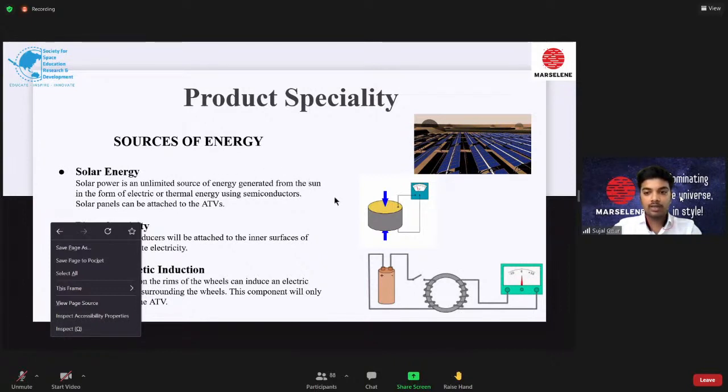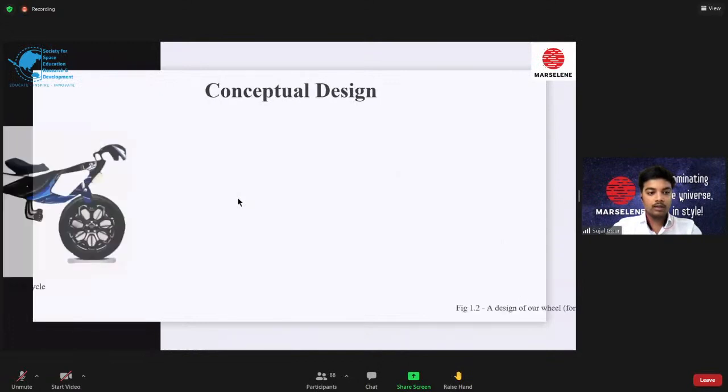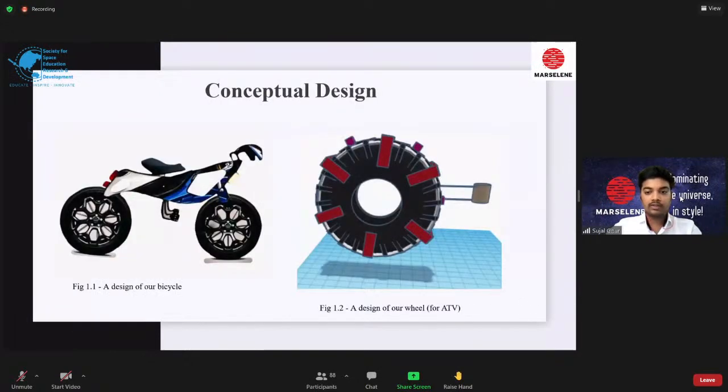We also plan on using energy produced from nuclear decay and thermoelectric generators. Here are a few designs that our team members have made. On the left is the design of the bicycle, and on the right is the approximate design of the wheel for the ATV.